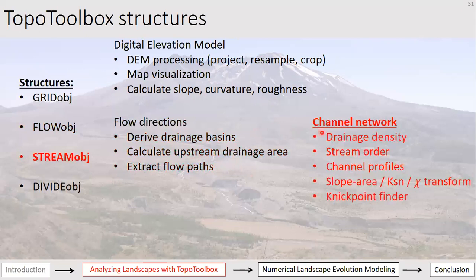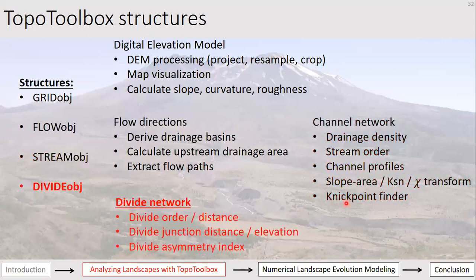Also along this line are stream objects, which store the channel network, and this can be used to determine drainage density, different stream orders, derive channel profiles, conduct slope area analysis, KSN analysis, chi transforms, as well as finding knickpoints that exist within the channel network. And finally, are divide objects, which look at, again, the divide network, keeping quantities or analyses such as the divide order and distance, as well as the distance and elevation of divide junctions, where 3 or more divides come together, and also calculating the divide asymmetry index.